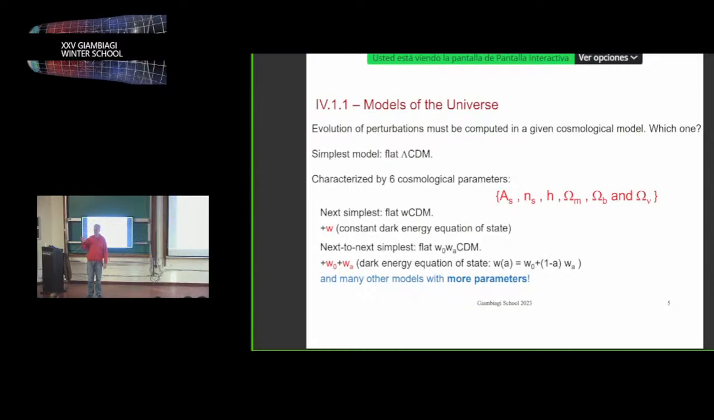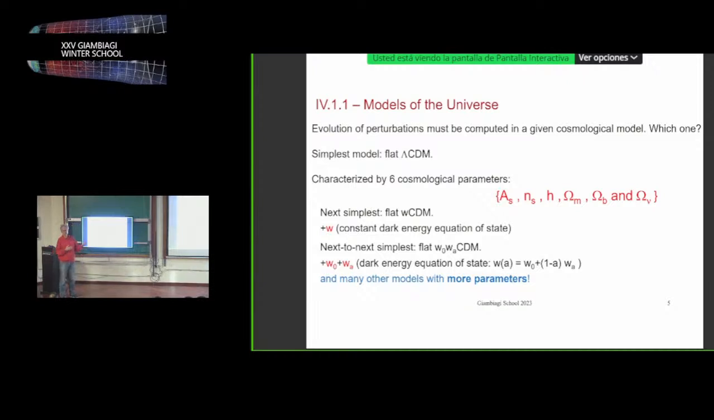You can take a scalar field model for dark energy, and you can ask Julien to put it in CLASS and solve the equations to find the linear power spectrum. I'm sure he has done that, and see what happens. But then it's a more complicated thing, and also interesting to do. Okay, it's also interesting to do.